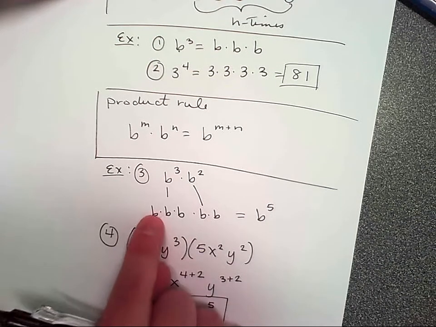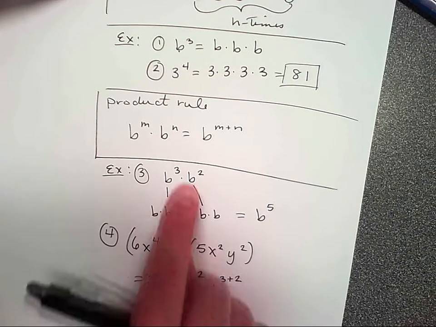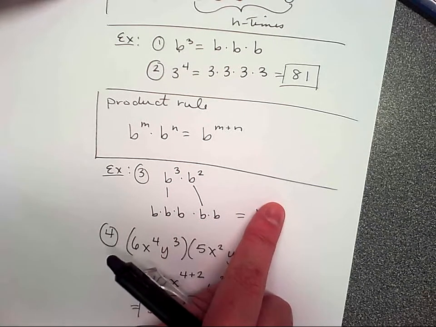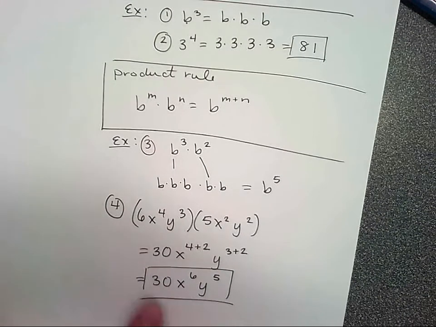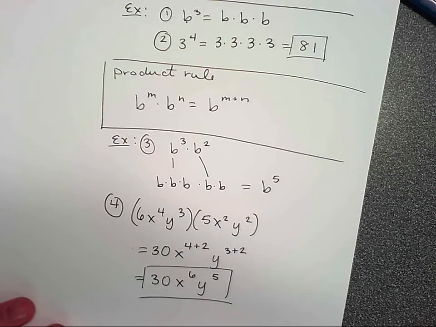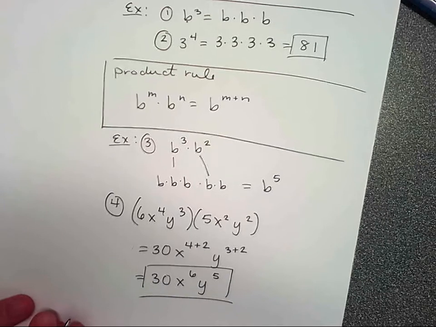So b to the third equals b times b times b. B squared equals b times b. And I added those up, and that's b to the fifth. Then we did an example here with a lot more stuff. So let's do another example with more stuff.